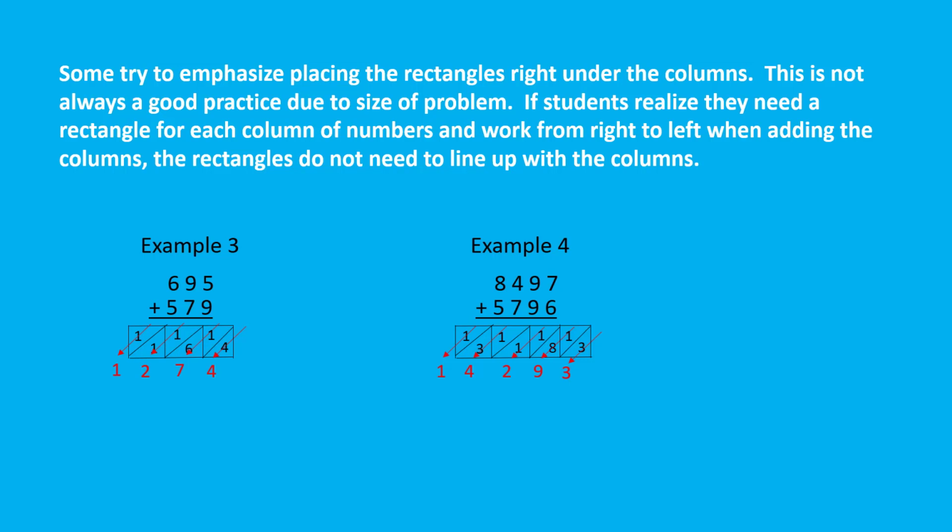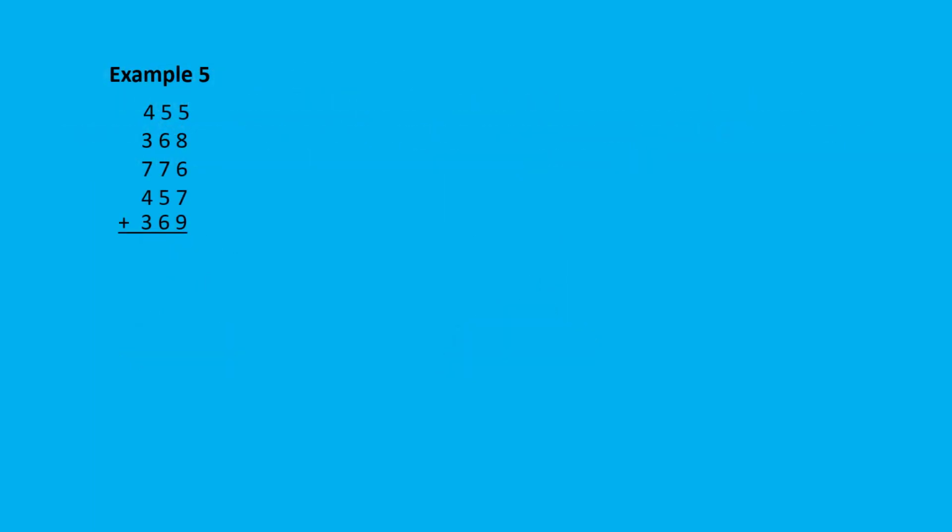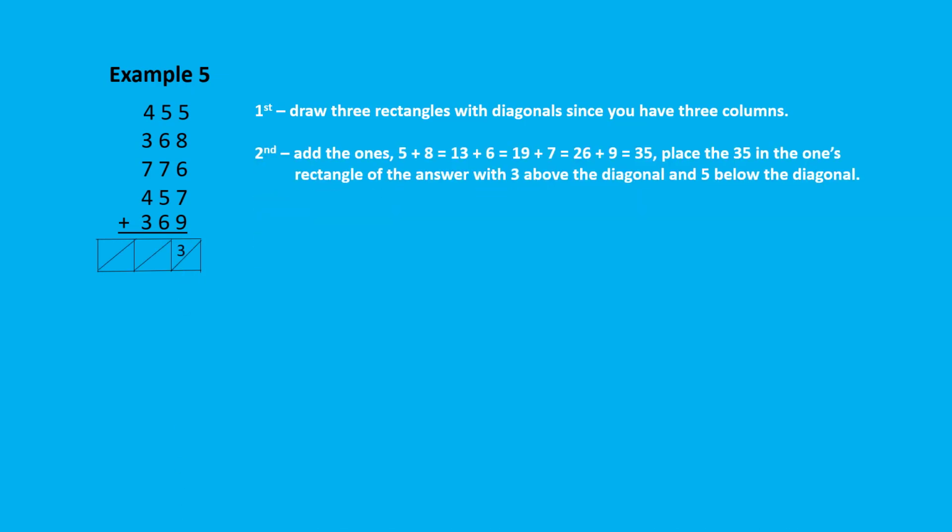14,293. Let's look at an example with more than two add-ins. Let's take 455 plus 368 plus 776 plus 457 plus 369. First, we need three rectangles with diagonals since you have three columns. Second, add the ones. 5 plus 8 equals 13, plus 6 equals 19, plus 7 equals 26, plus 9 equals 35. Place the 35 in the ones rectangle of the answer with 3 above the diagonal and 5 below the diagonal.